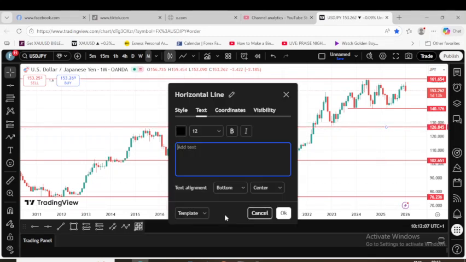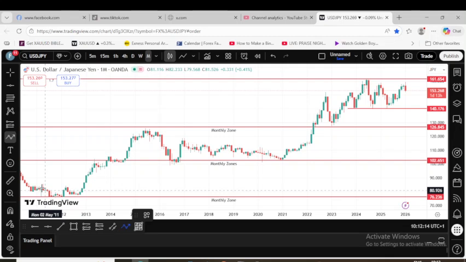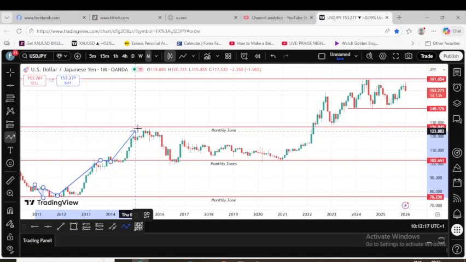You can see that price found support and resistance at multiple of these levels. Price bounced over this level twice. Resistance became support, and then it became resistance again.